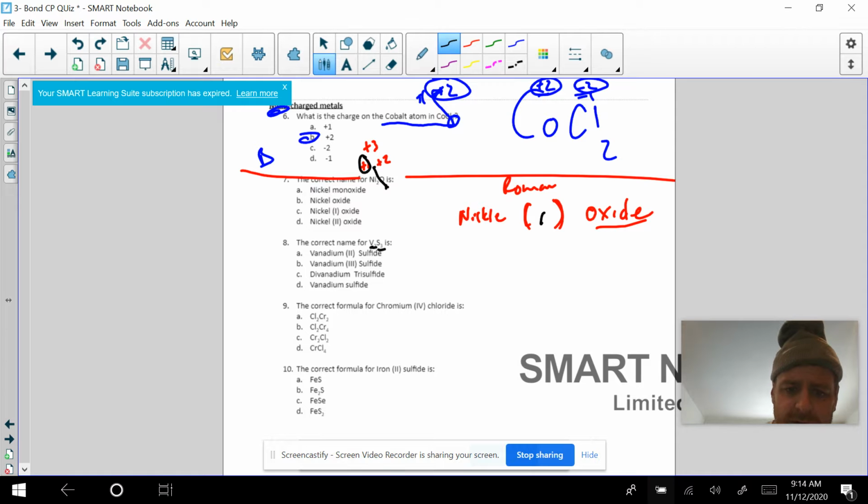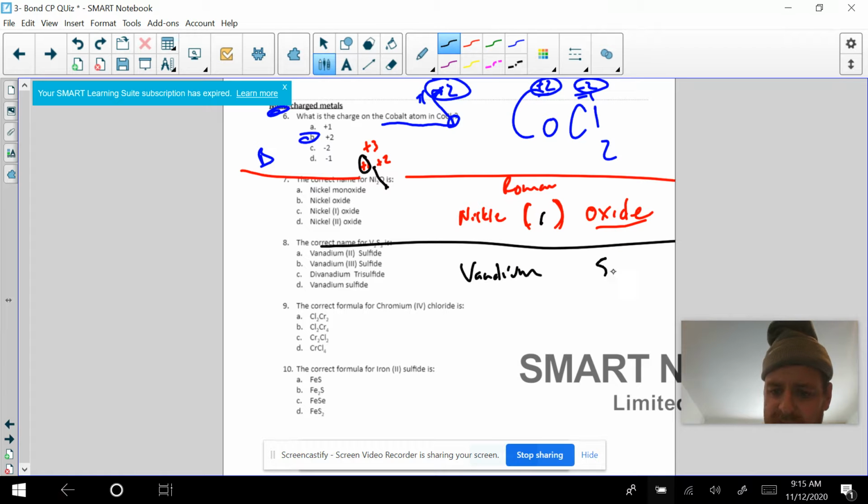Vanadium and sulfur. Okay, so vanadium and sulfur. You've got to write out the names. Always just write out the names. You're 90% of the way there. You can literally probably guess and almost get it the rest of the time.